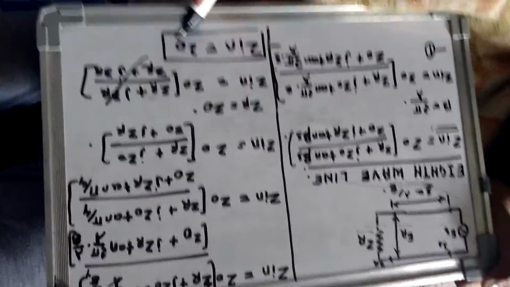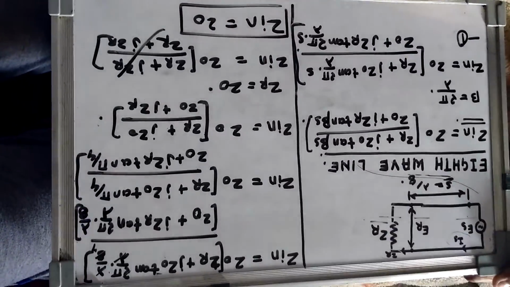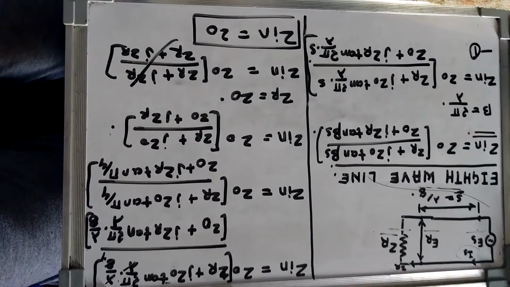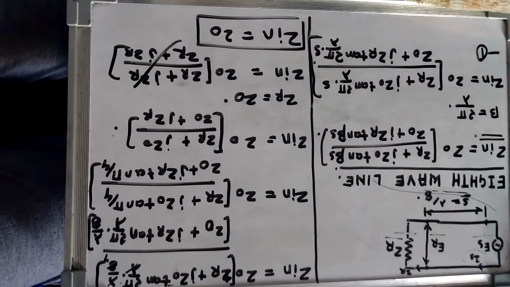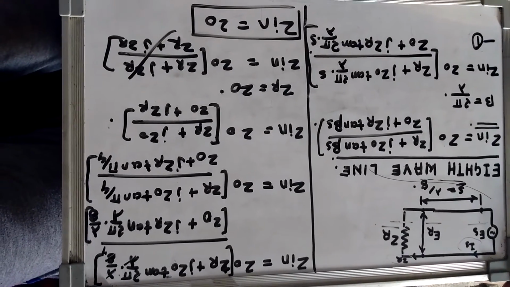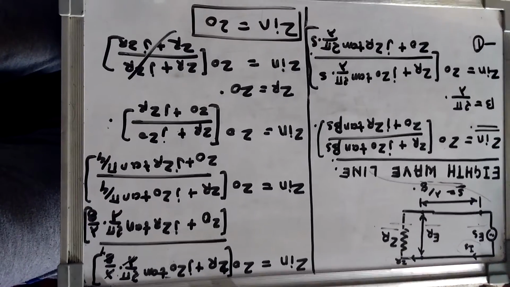In that case only, our line is a distortionless line, or in other words we can say that the eighth wave line is generally used to transform any resistance ZR to any impedance Zin having the magnitude equal to the characteristic impedance R0 of the line. Thank you.